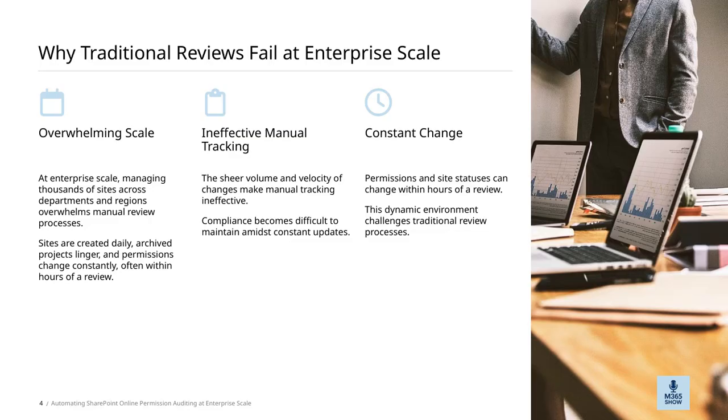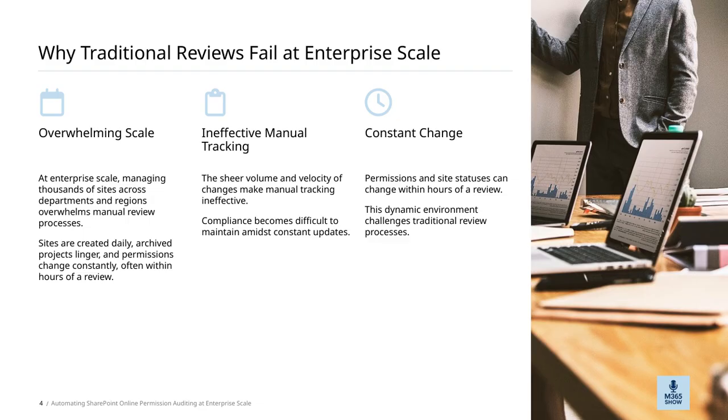Let's talk about why traditional reviews often fall short when it comes to managing permissions at an enterprise scale. First, permissions and site statuses can change rapidly, sometimes within just a few hours of a review. This creates a very dynamic environment that makes relying solely on traditional review processes quite challenging. Then there's the sheer volume and speed of these changes. When you're dealing with thousands of sites across different departments and regions, manual tracking becomes almost impossible.